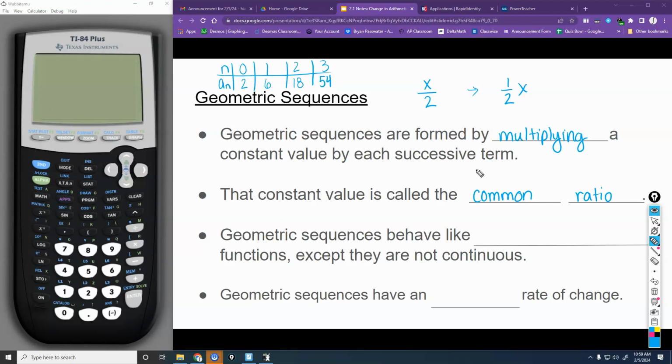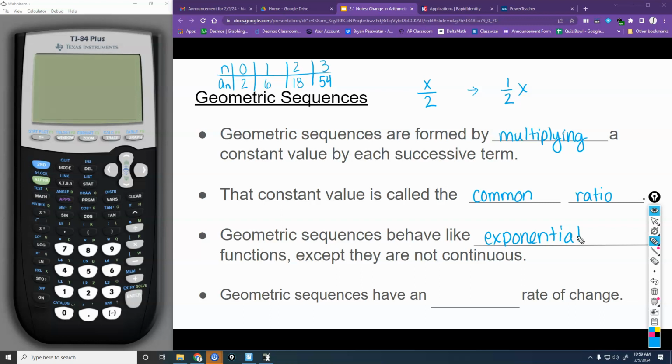For it to be exponential, you are going to have a variable in the exponent. But geometric sequences are going to behave like exponential functions. Except, again, they're not continuous. So if you graph them, it's not a line, it is dots, right?